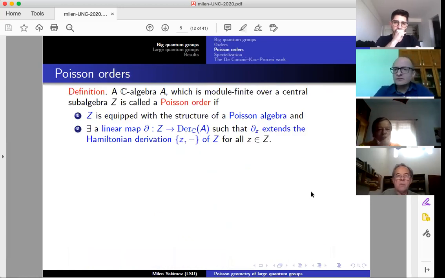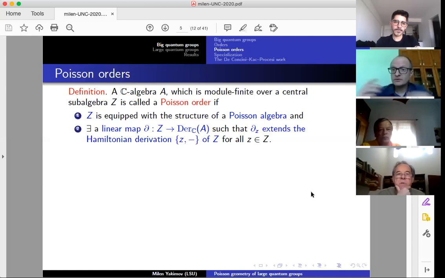Now, I want to say something more about the techniques of De Concini-Kac-Procesi. So they came up with an extremely important notion of a Poisson order that puts furthermore Poisson geometry in this picture. So now we have a complex algebra A. We still assume that it's a finitely generated module over the central subalgebra Z. But now we assume that we have two other ingredients in the picture. And the first ingredient is that Z on its own is a Poisson algebra.